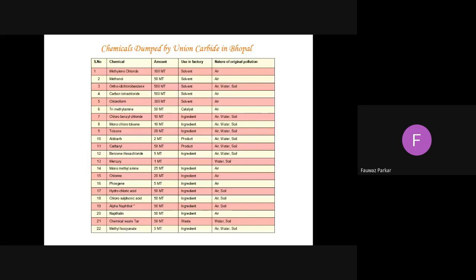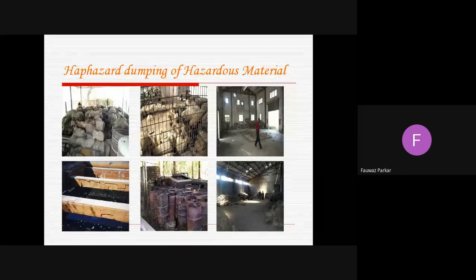Chemicals were dumped by Union Carbide in Bhopal because they shut the factory. Even after this accident, they dumped many chemicals into the soil of Bhopal. These many chemicals were dumped in air, soil and water. You can see how huge the amount was, because they lost everything after the accident. They were in serious liabilities and could not manage, so they just dumped, because nobody was held accountable. Mr. Anderson and some people were there, but it was not an Indian company, so they had protection from Indian laws at that time.